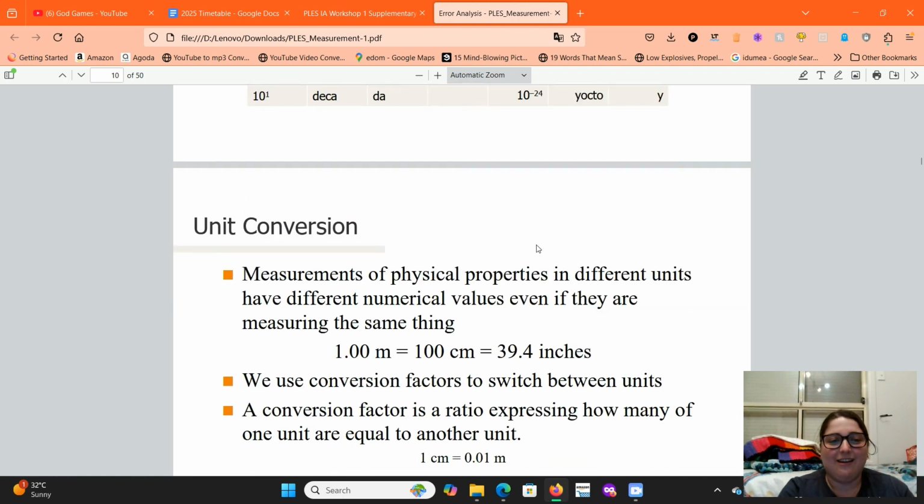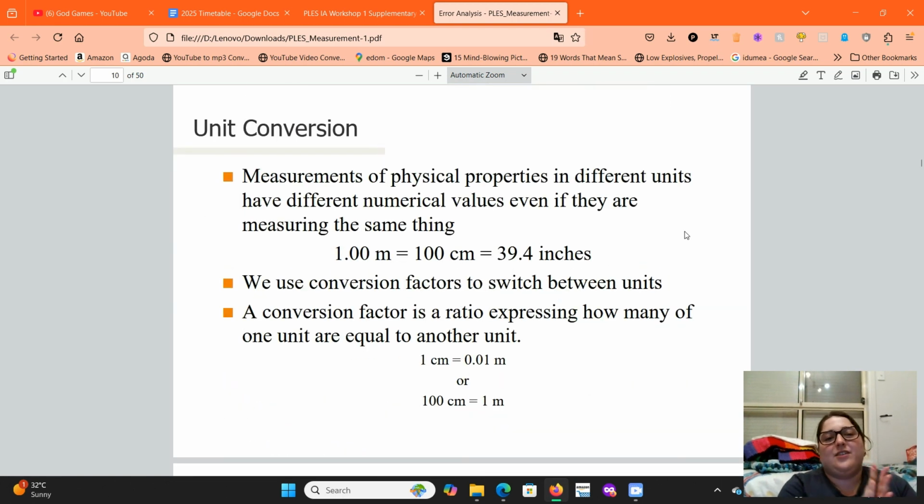Okay, alright. So, in physics, you'll be doing a lot of unit conversions, as I'm sure you're well aware. So, measurements of physical properties in different units have different numerical values, even if they are measuring the same thing. So, 1 meter, 100 centimeters, 39.4 inches. So we use conversion factors to switch between units. A conversion factor is a ratio expressing how many of one unit are equal to that of another unit.